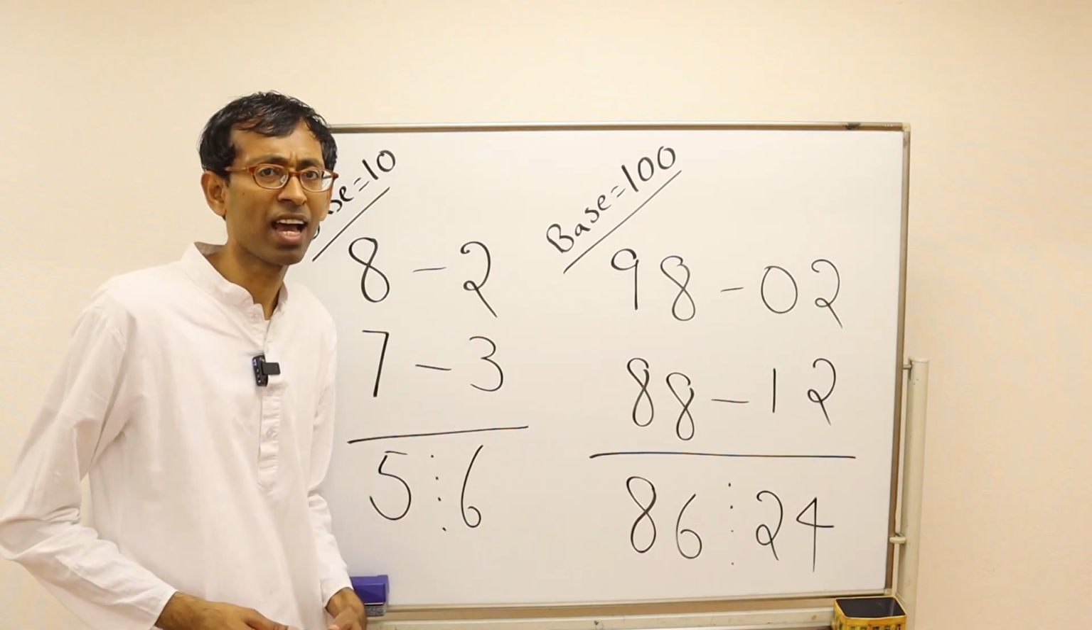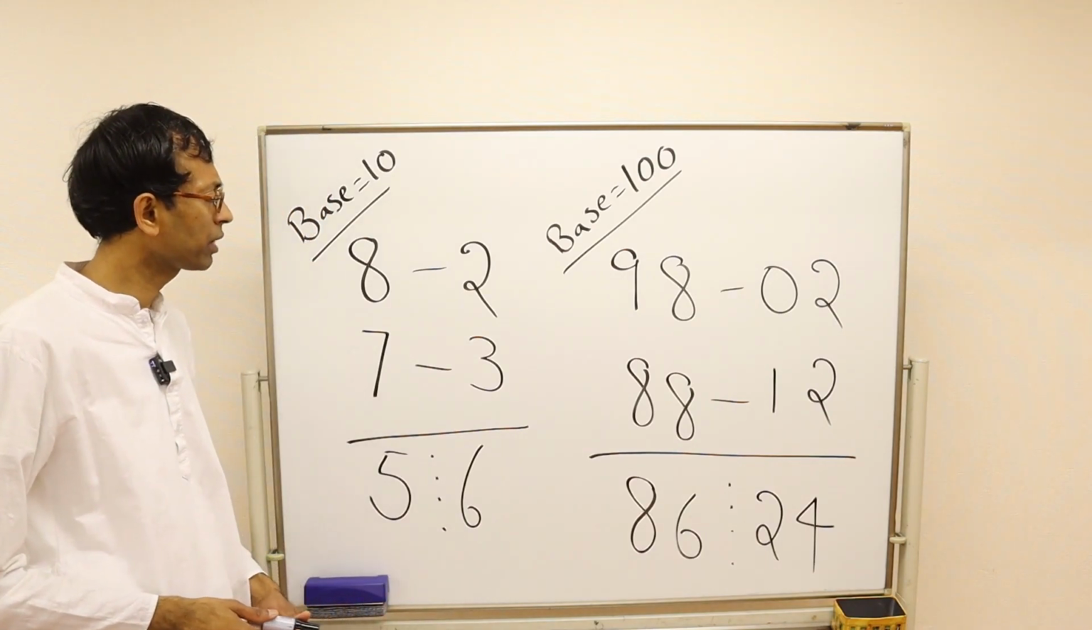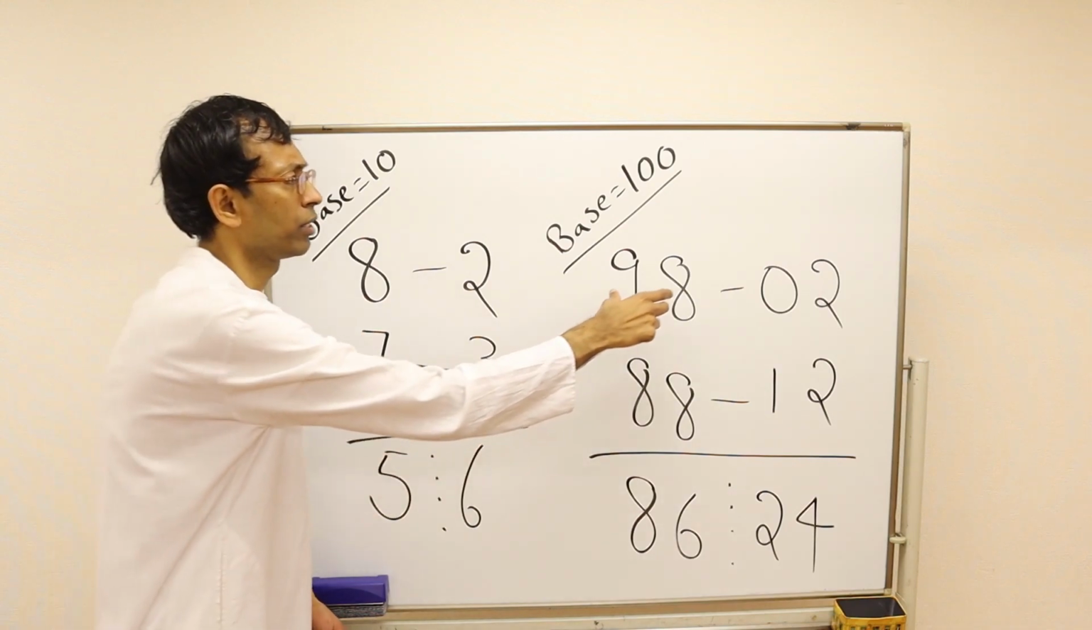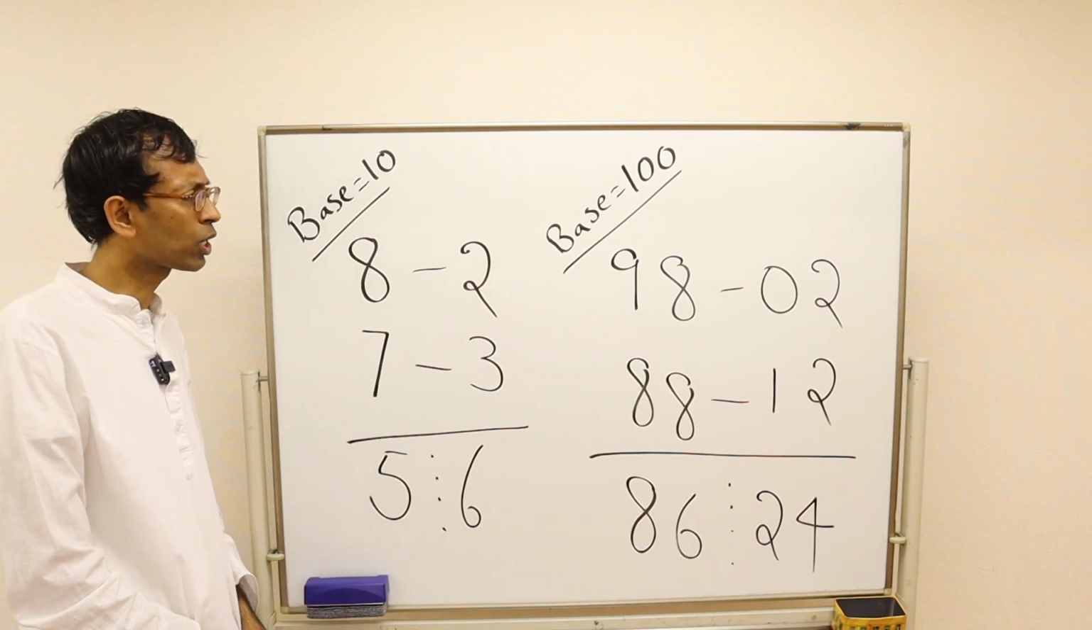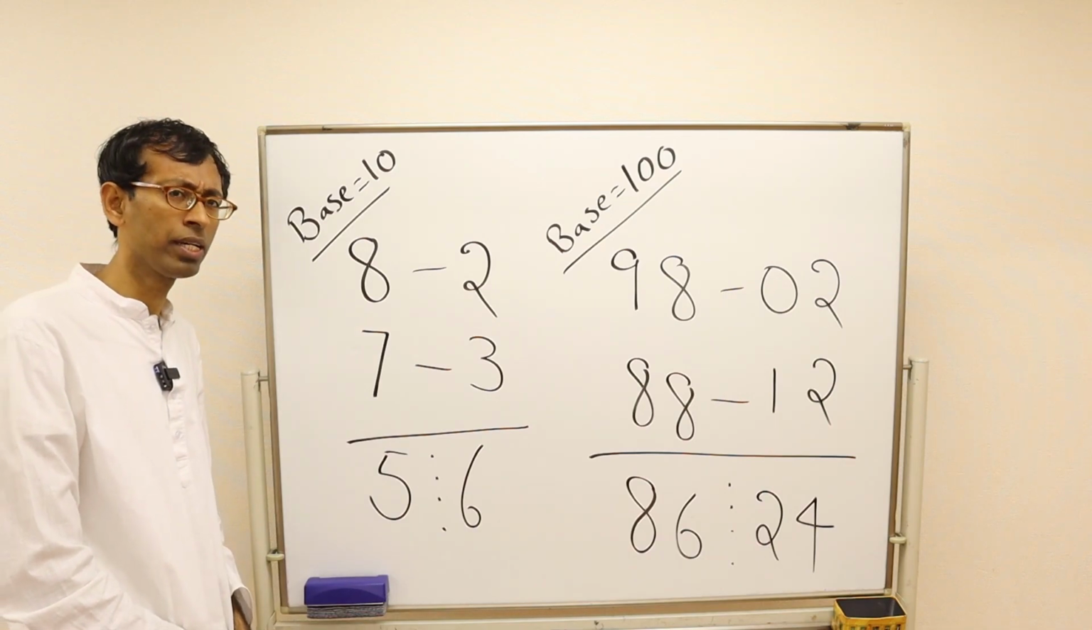Slowly open your eyes. In the last class, we have learned multiplication of 1-digit numbers and 2-digit numbers using base multiplication. We will take a close look at what is happening here.